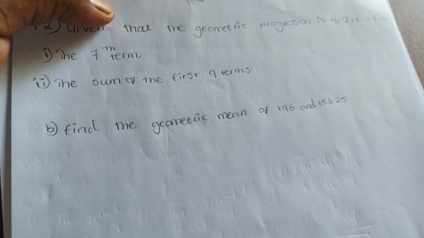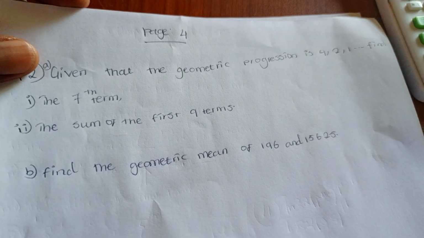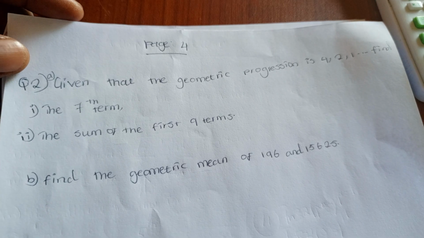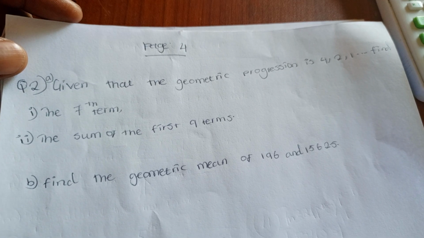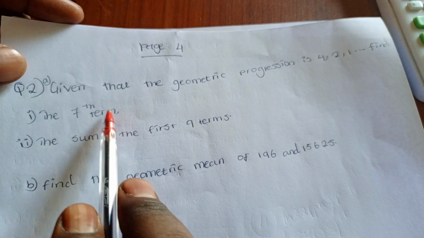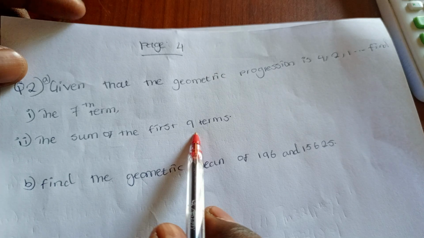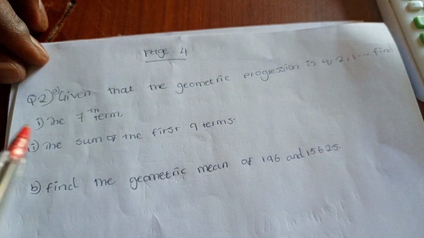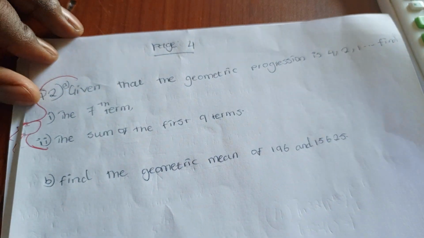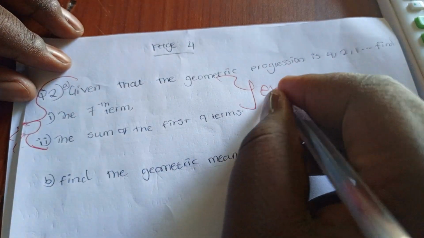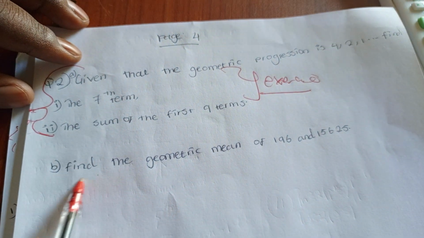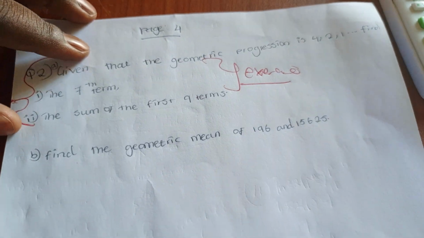I've got the next part, yeah, I've got the next question. Okay, so this part: given that the geometric progression is this, find the 7th term, the sum of the first 9 terms. So these 2 parts here will be your exercise, or tasking. Then as for me, I'll just do this part because it's different from what we have done.